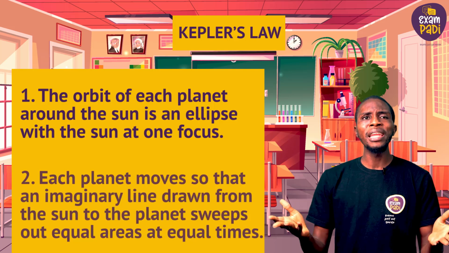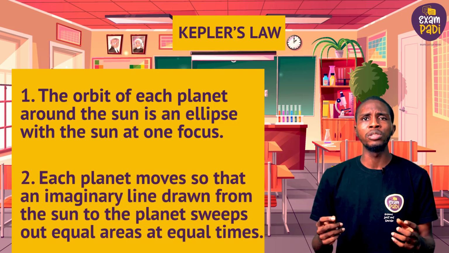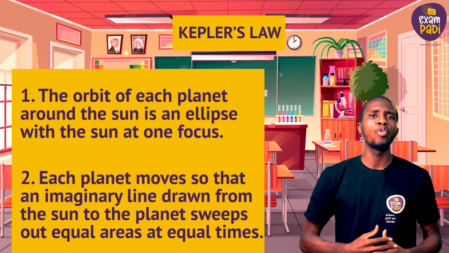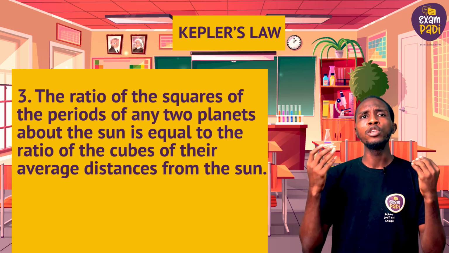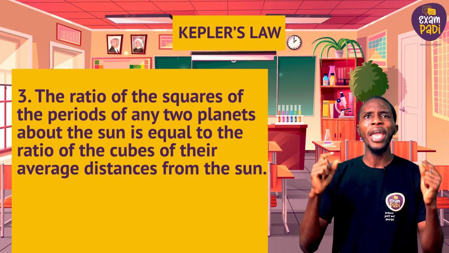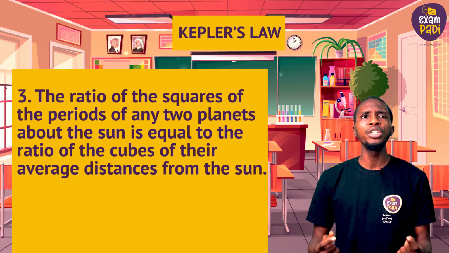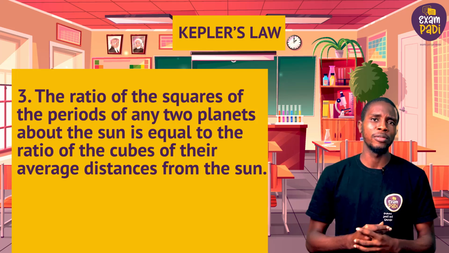Secondly, each planet moves so that an imaginary line drawn from the Sun to the planet sweeps out equal areas at equal times. And lastly, the ratio of the squares of the periods of any two planets about the Sun is equal to the ratio of the cubes of their average distances from the Sun.